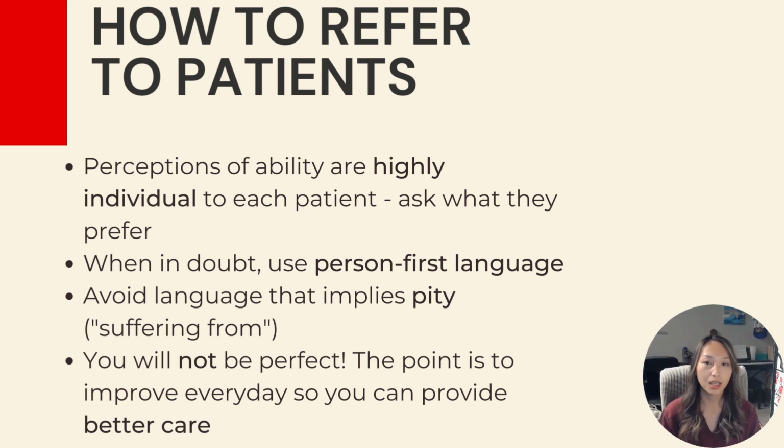And so what does this mean? It means rather than putting the condition first, we are saying the person comes first. And so, for example, saying people with disabilities rather than disabled people. Also, avoiding language that implies pity. Nowadays, I think it's still somewhat common to hear people say, this person is suffering from X condition, and that's language that we should try to avoid because we don't want to be making value judgments. You know, people can be very happy or very miserable, regardless of how society labels them as disabled or not.